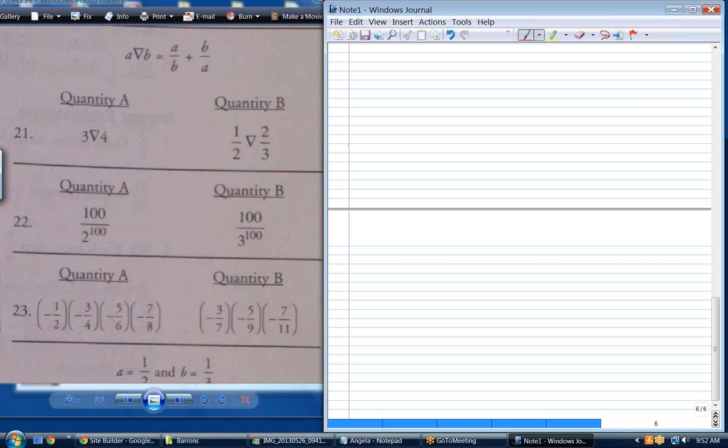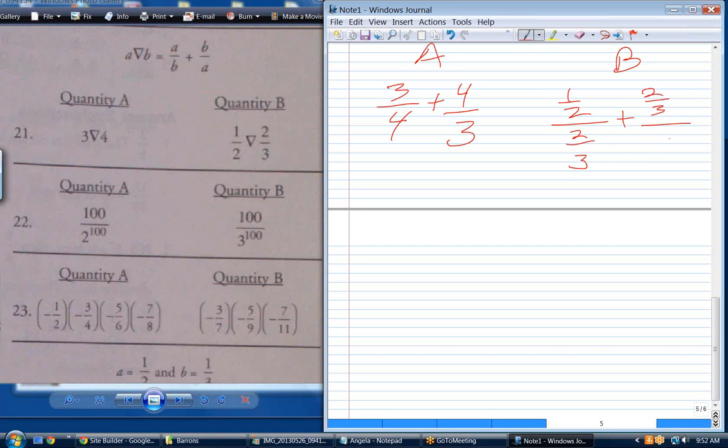And then this one, how does quantity A read? Well, quantity A would be 3/4 plus 4/3. And quantity B would be 1/2 divided by 2/3 plus 2/3 divided by 1/2. Okay. We may have to do this math. We may not. This looks awfully close to 2. Let's see what this is.